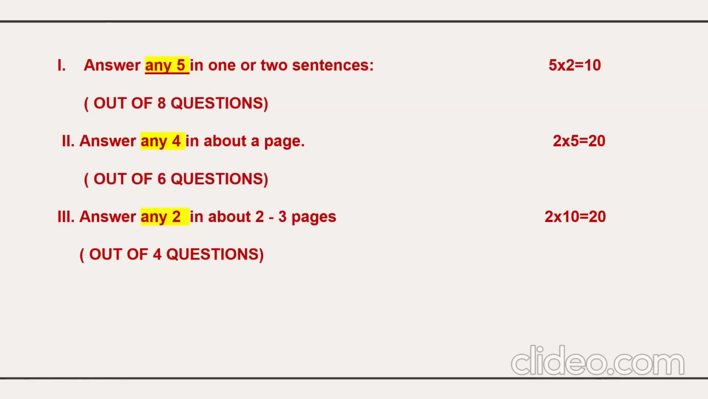So the 50 marks questions, how will they be asked in the examination? Answer 5 questions for 2 marks, 4 questions for 5 marks, and 2 questions for 10 marks, with choice. For 2 marks, you have 8 questions and you need to select 5. For 5 marks, you have 6 questions and you need to select 4. For 10 marks, you have 4 questions and you just select 2. So this is the blueprint of 50 marks from the prose and poetry.